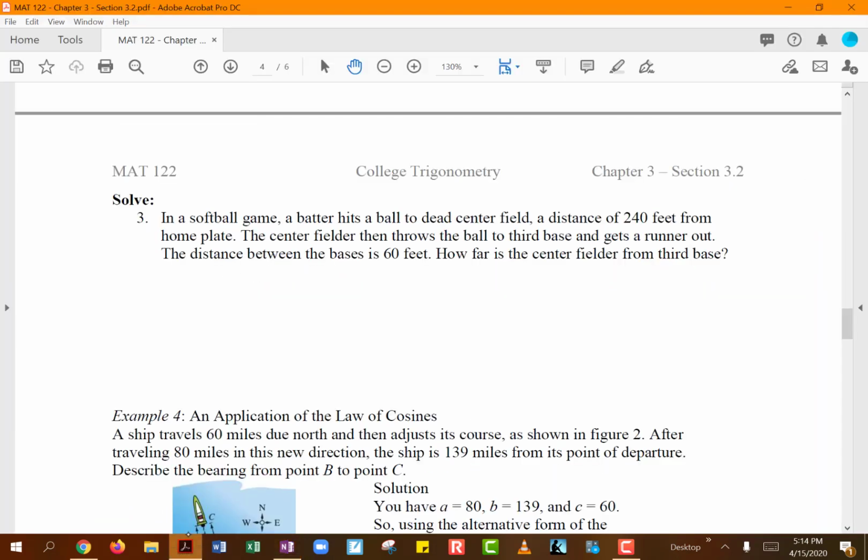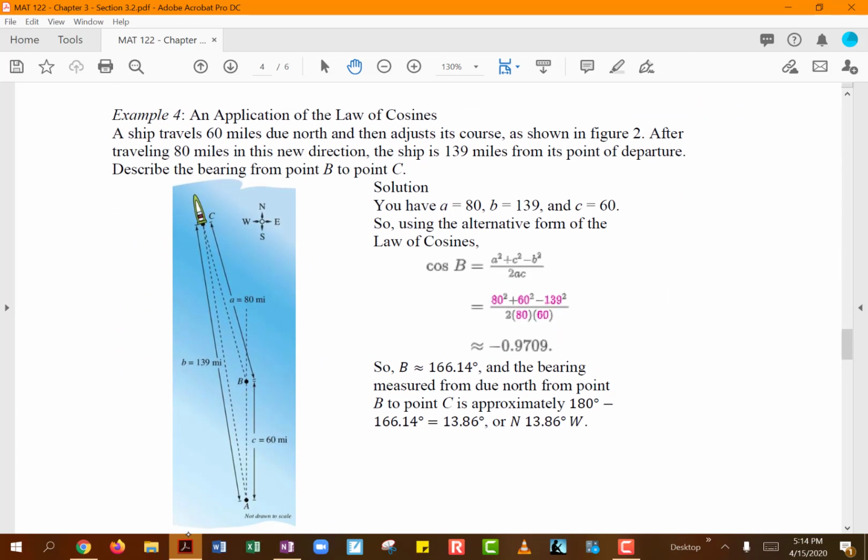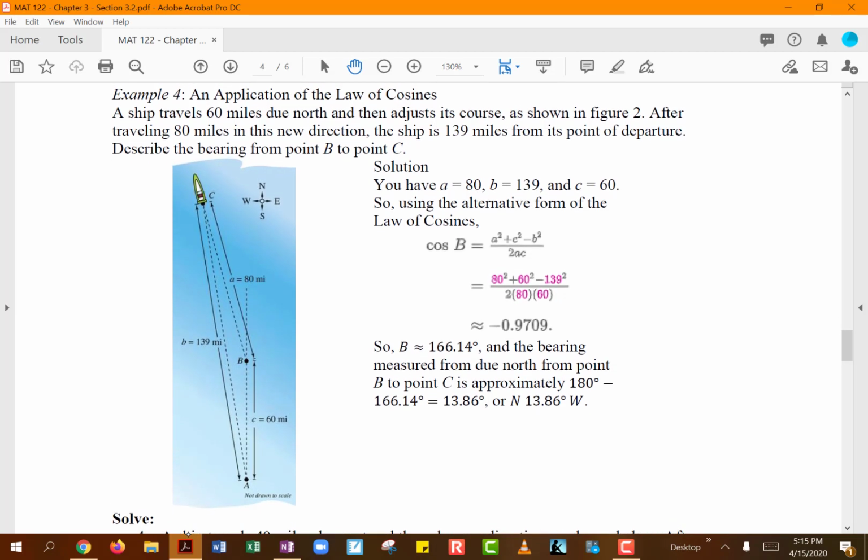Alrighty, so this was our example 3 over here. Now our next example here is again talking in terms of our bearings over here. So they're telling us, and you've got this image to kind of follow along, a ship travels 60 miles due north. So basically you started out at point A and we went 60 miles due north. Then the ship will adjust its course and basically it's going in the northwest direction, and you can see it goes 80 miles in that direction.